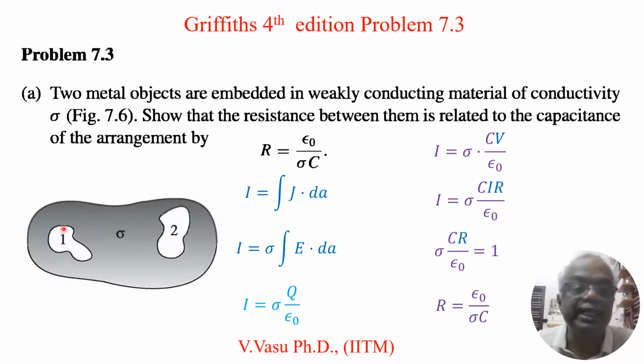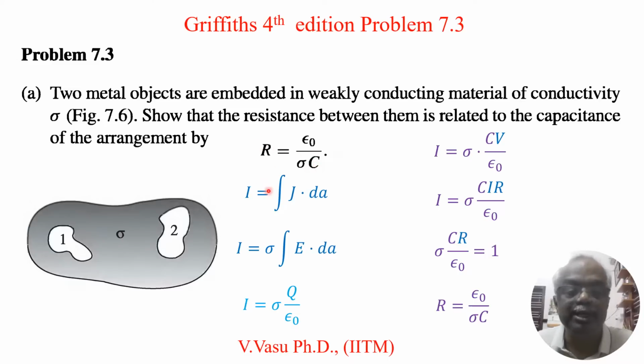We have taken two metal objects, one and two, in a random shape, and we have embedded them in a material which has conductivity sigma, so that the resistance between them is related to the capacitance of the arrangement by R equals epsilon naught over sigma C. That is, this resistance is related to capacitance. We have to prove it.